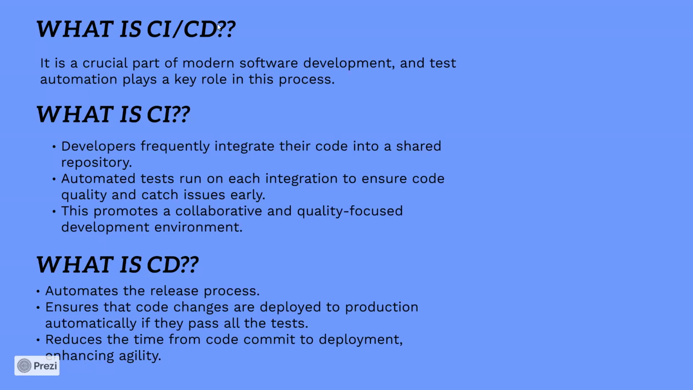What is CD? It automates the release process. That means whatever code changes have been made during the CI process, we deploy the same to production automatically if the test cases are passed. It reduces the time from code commit to deployment. So CI/CD stands for continuous integration and continuous deployment.